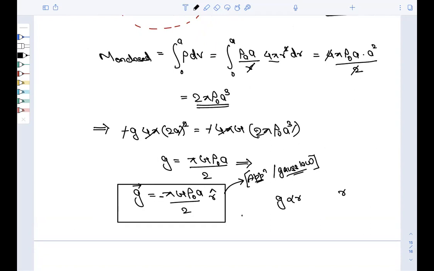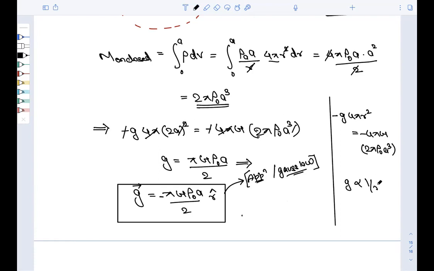So r increases, g increases. Sorry, one thing, let us solve ही कर लेते हैं उसको. So minus g 4 pi r square is equals to minus 4 pi g 2 pi rho naught a cube, right? So again g 1 by r square. So this you need to explain.